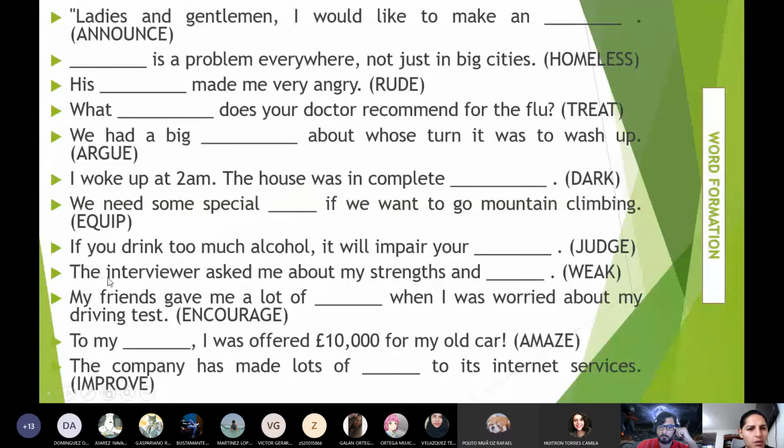What about this one? Can anybody help me with this one? Me. The interviewer asked me about my strengths and weakness. Okay. Now, I knew it. I don't know why, but I knew it. Yeah. Strengths and weakness or weaknesses. It's plural. Weaknesses, right?